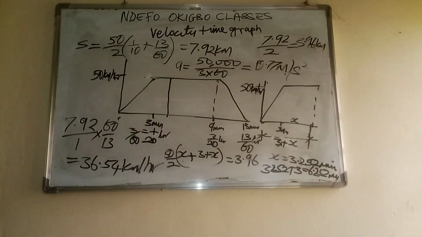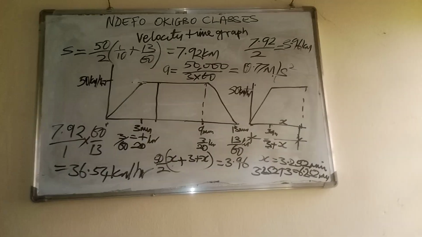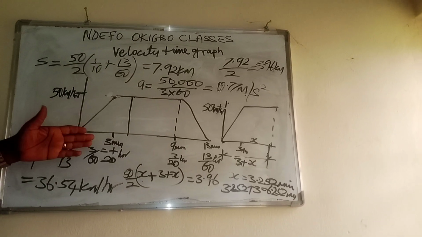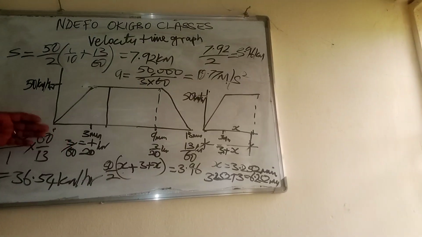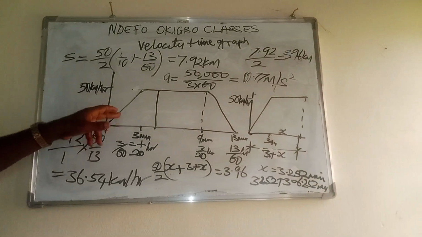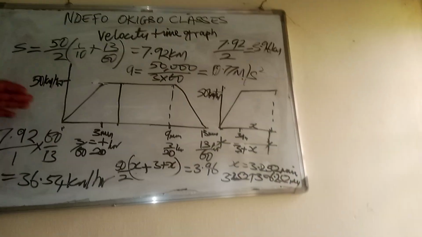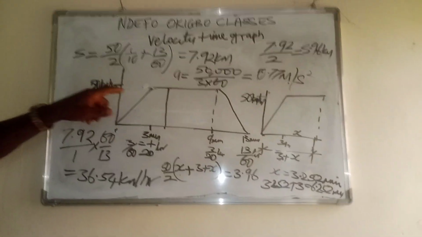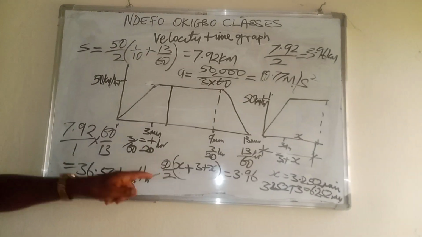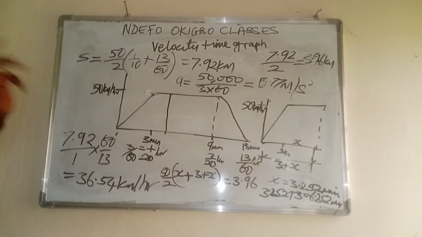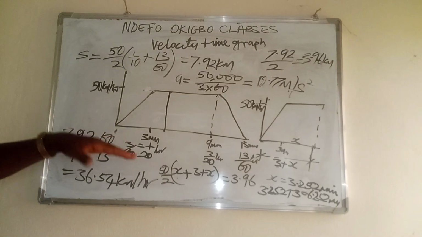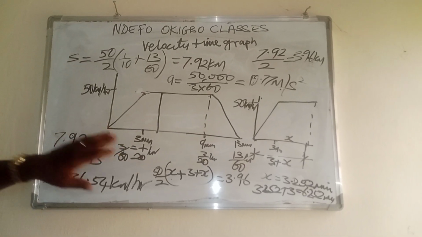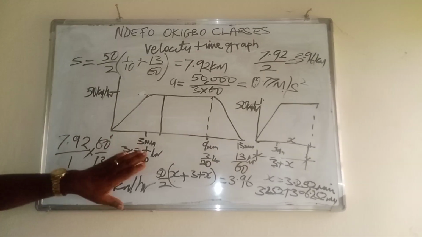So let me repeat the question. A car started from rest and accelerates uniformly for 3 minutes, getting to a speed of 50 kilometers per hour. It continues at this speed for 6 minutes, and then decelerates uniformly for 4 minutes to come to rest. A, the distance traveled by the car, the area of the trapezium. B, what is the average speed of the car?